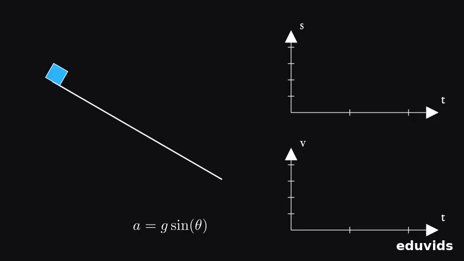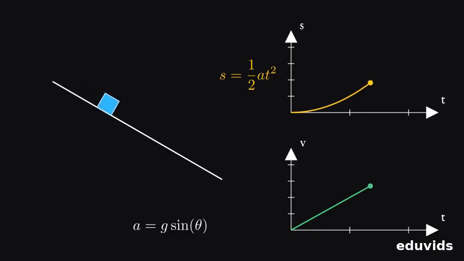On the left you see the block move. On the right, two graphs trace its journey in real time. The top graph records position versus time. Because acceleration is constant, the curve is a parabola. Its equation is s equals 1/2 a t squared, the result of integrating constant acceleration twice.